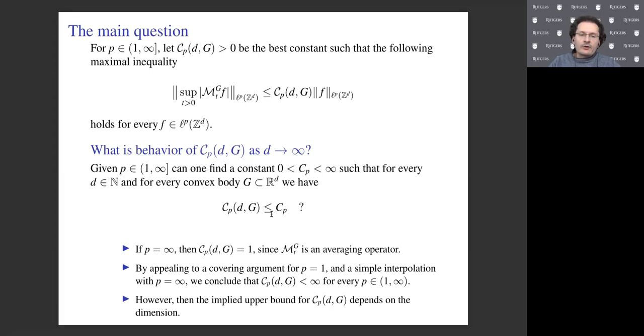And of course, if p is equal to infinity, then the optimal constant is equal to one because we are dealing with the averaging operator. So this is obvious. And on the other hand, appealing for instance to the covering argument at p equal one, we can conclude that this operator is weak type 1-1. So therefore this optimal constant is finite. But unfortunately, this argument doesn't say anything reasonable about the dimension independence. Because on L1, if we appeal to the Vitali covering argument, then this argument produces exponential growth in d. So therefore, by interpolation, we have exponential growth.